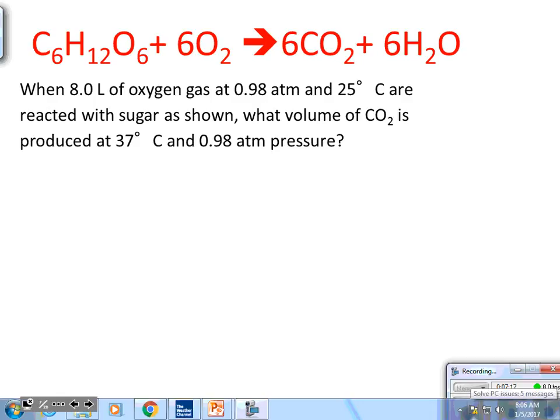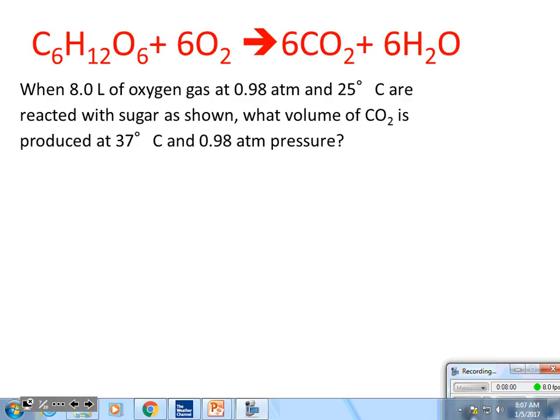Now this example is a little bit different. Okay, it says when 8.0 liters of oxygen gas at 0.98 atmospheres of pressure and 25 degrees Celsius are reacted with sugar as shown, what volume of carbon dioxide is produced at 37 degrees Celsius and 0.98 atmospheres of pressure? So we have 2 different sets of data here. And we are going to use PV equals nRT twice.